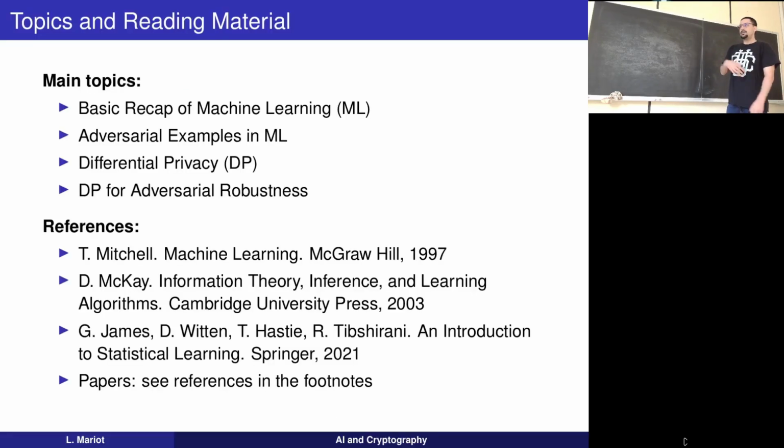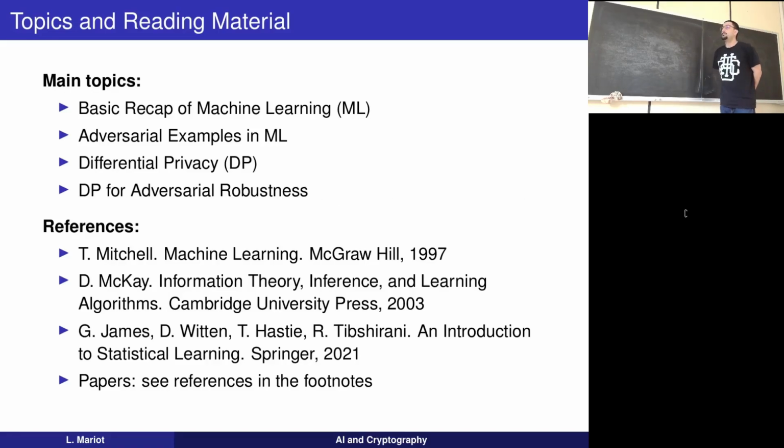So these are the main topics. I will first start with a basic recap of machine learning, in particular neural networks, just to see that we are all on the same page, but probably you will already know many of the things that I'm going to say about that. Then we will move to adversarial examples in machine learning, specifically in deep neural networks. And then this afternoon we will first see differential privacy in general, and then how to apply it for adversarial robustness.